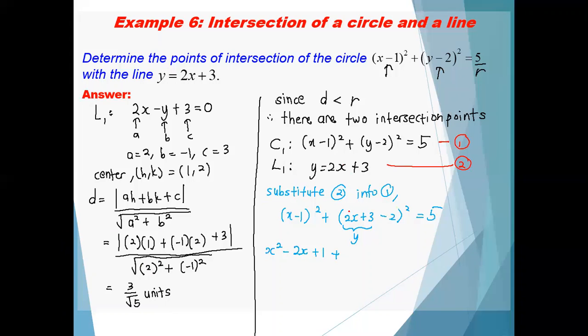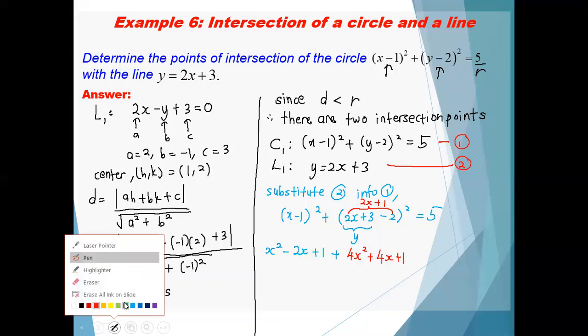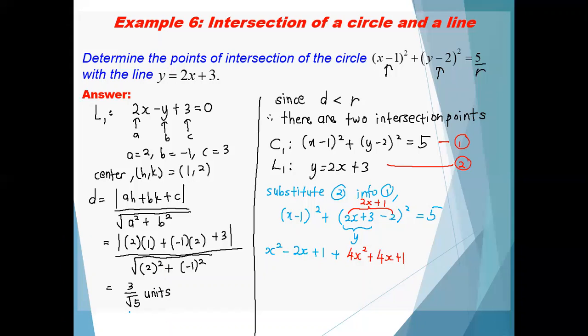Okay, this one becomes 2x, 3 minus 2, plus 1, squared. So this one will become (2x plus 1) squared, which will be 4x squared plus 4x plus 1. Okay, so equal to 5.